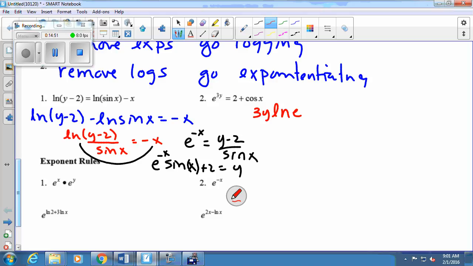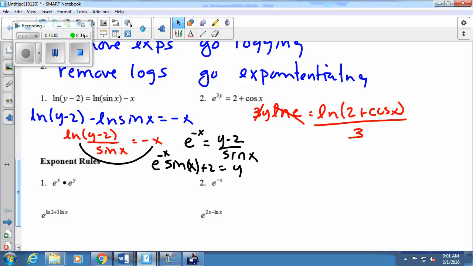That's why I went logging. So then I'm going to take the natural log of the quantity 2 plus cosine x. I'm almost, so what's my last thing I need to do? And done. So logs really help us out. I know for a long time you actually despised them. It was awful. But they actually really help us out.